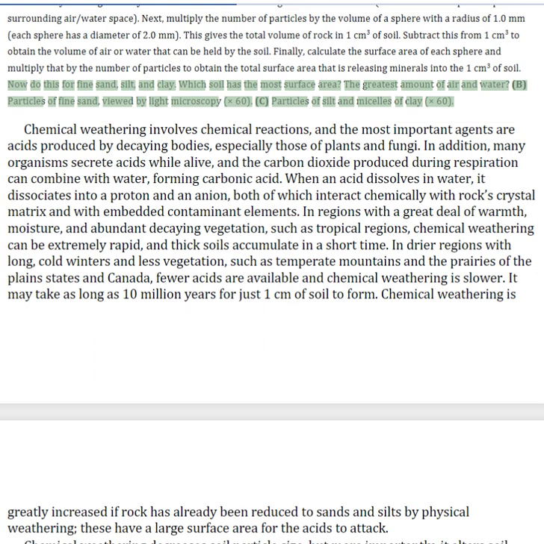Which soil has the most surface area? The greatest amount of air and water? Particles of fine sand, viewed by light microscopy. Particles of silt and micelles of clay.